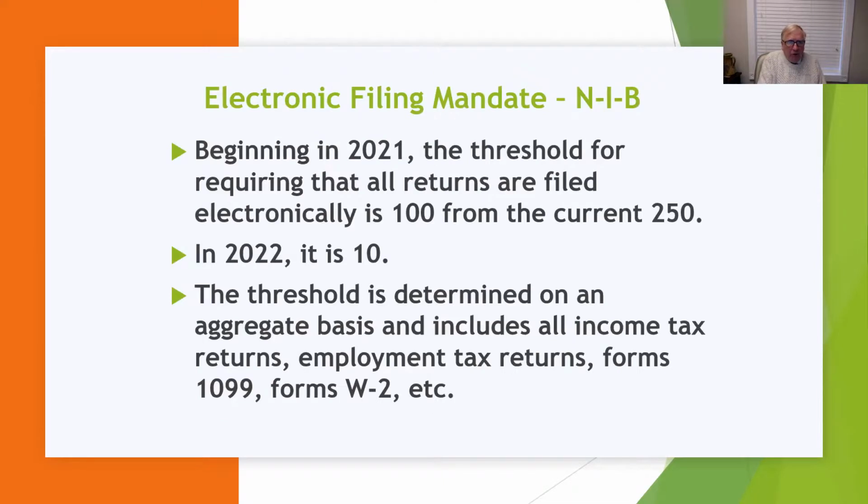A couple of things that are not in the book with rulings and cases. Beginning in 2021, the threshold for requiring that all returns be filed electronically is 100, down from the current 250. In 2022, it is 10. That is the federal. The threshold is determined on an aggregate basis and includes all income tax returns, employment tax returns, as well as information returns.